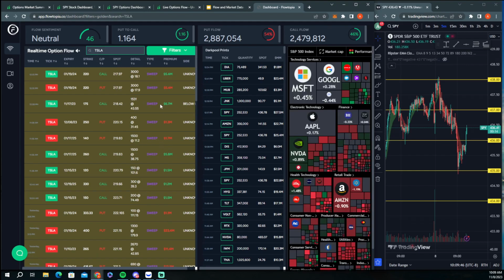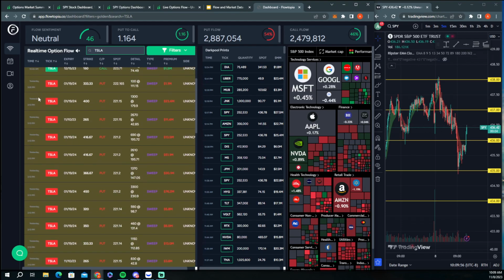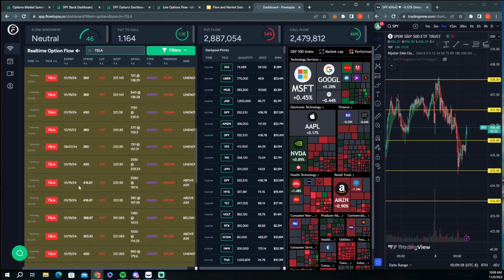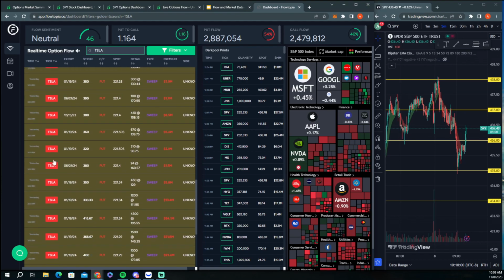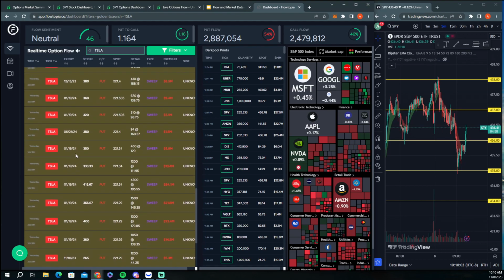So there's the bullish golden sweeps for Tesla. Today you can see when they came in. So there's only about 10 or so bearish and bullish golden sweeps for Tesla. And then yesterday there's a ton of puts. Look at that. A ton of golden sweeps on puts. So this is kind of good to see.